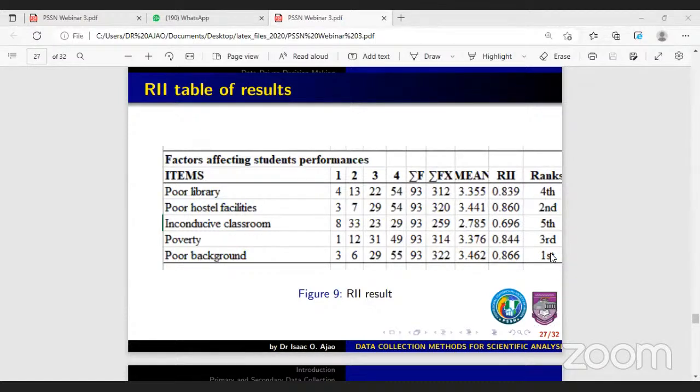But we can rank them. In Excel, it's very easy. Just write a simple program to rank all of this, even if there are 20 to rank. Just pick maybe the first 5 or the first 3, whichever case. So we can see this, the one with the highest RII contributes most. Poor background contributes most when it comes to factors affecting student performance, according to the person's research. This is just an example.